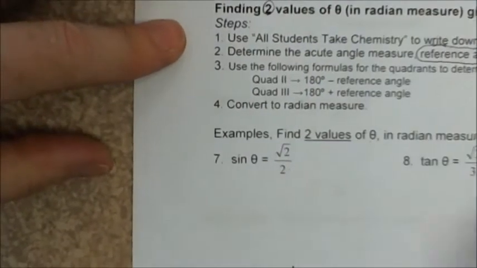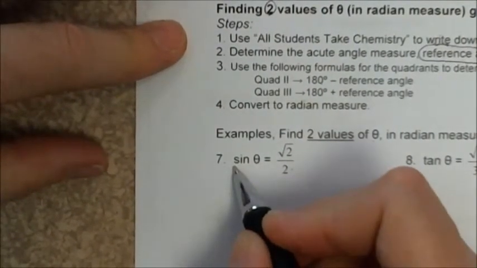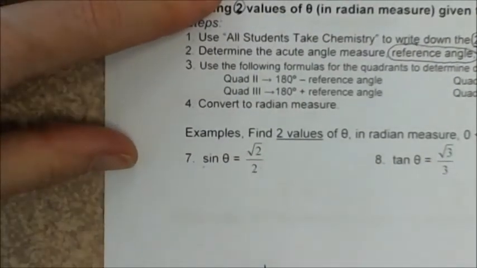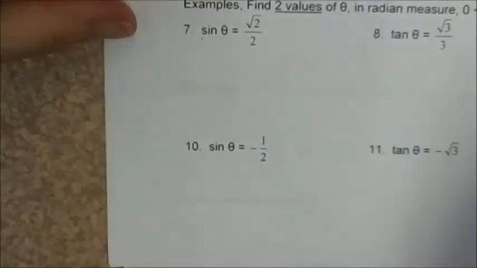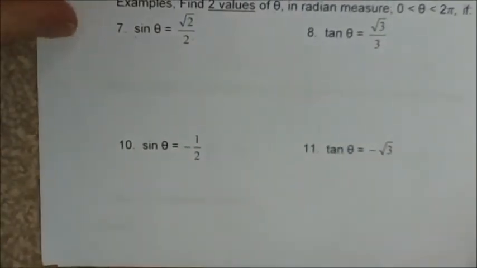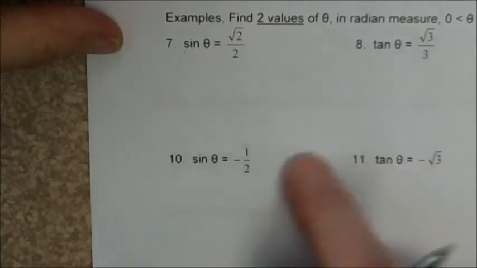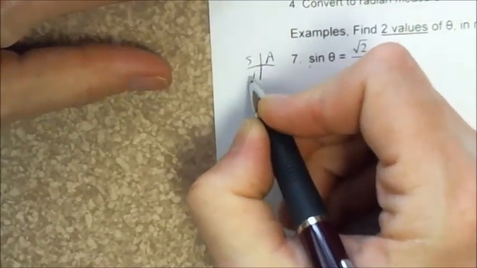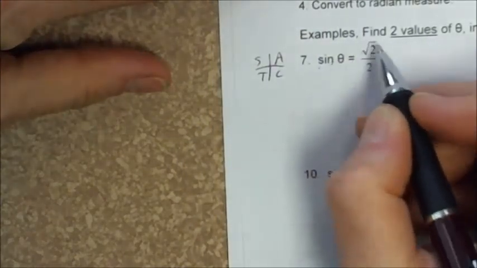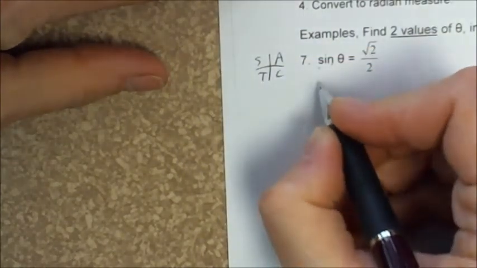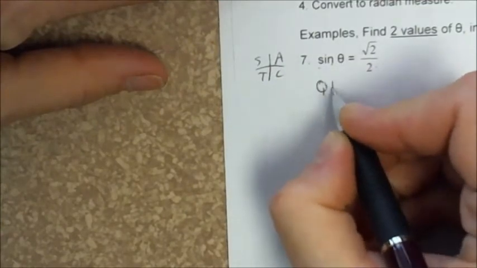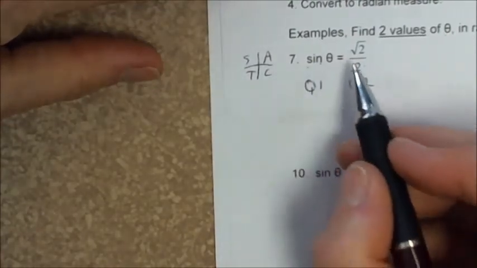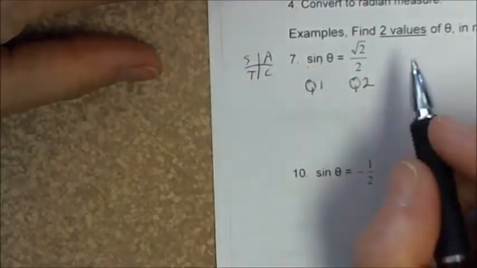So what does that mean? First of all, the sine is positive. This is a positive number. If you go down here to number 10, 10 is negative. 10, 11, and 12 are all negative. 7, 8, and 9 are all positive values. So, All Students Take Chemistry says sine is a positive answer in quadrants, let's write it down. Quadrant 1, sine is positive. Quadrant 2, sine is positive. So we got 2 quadrants where sine is positive. So that's the first step.